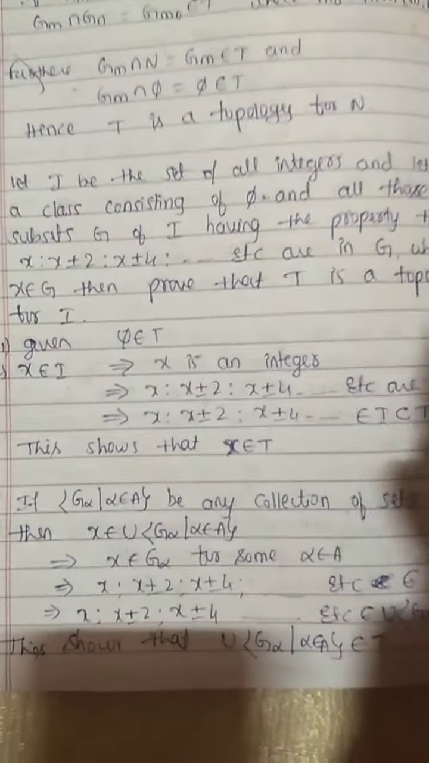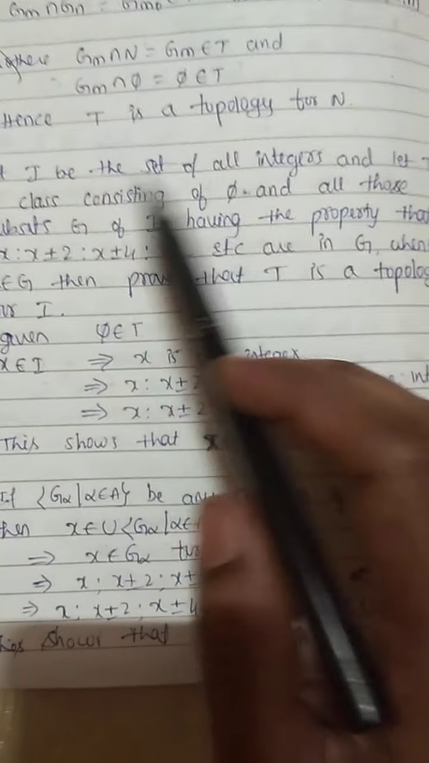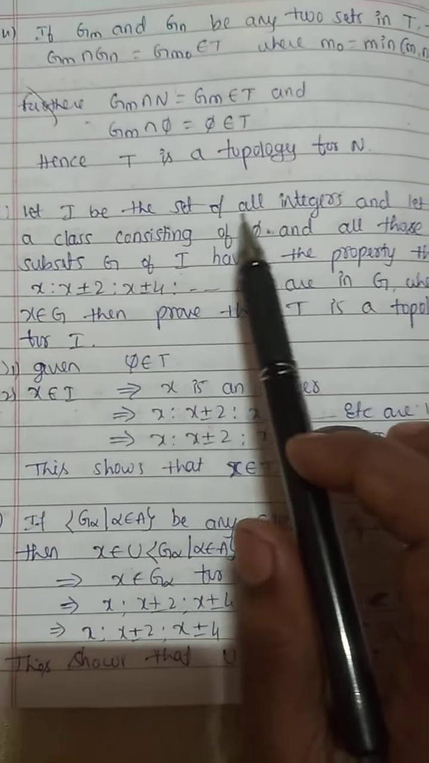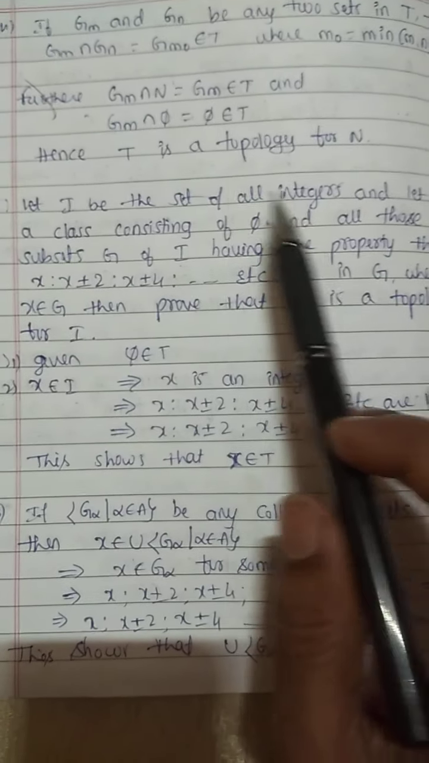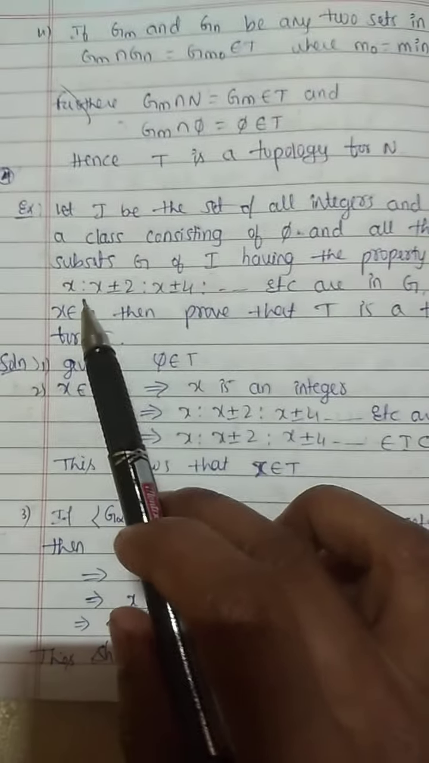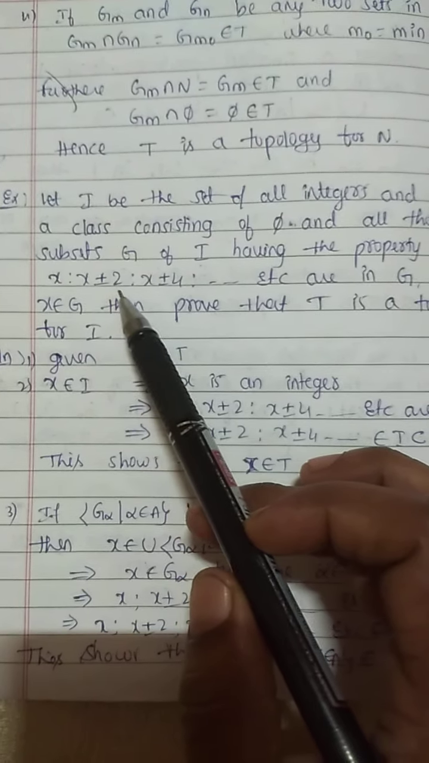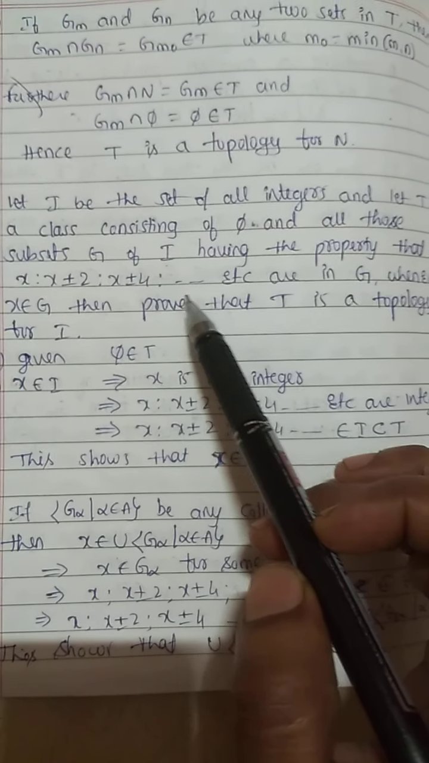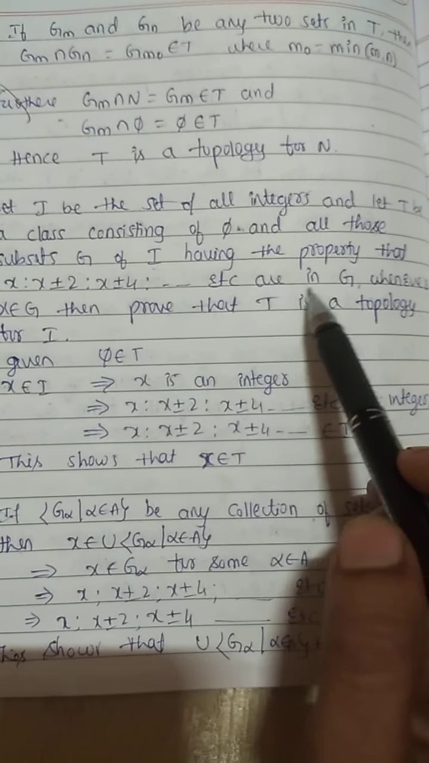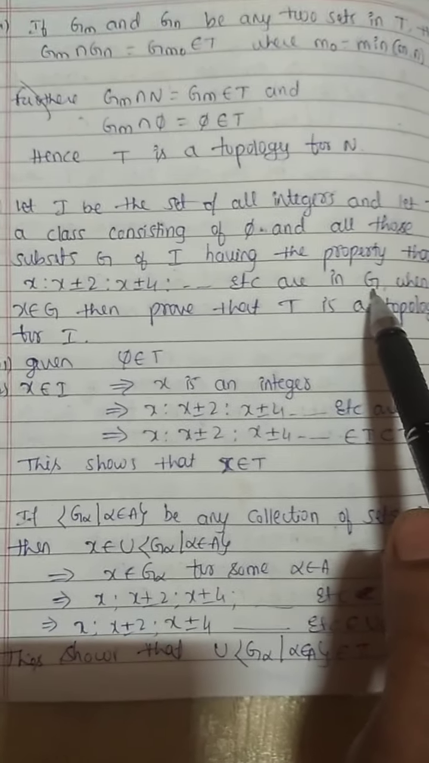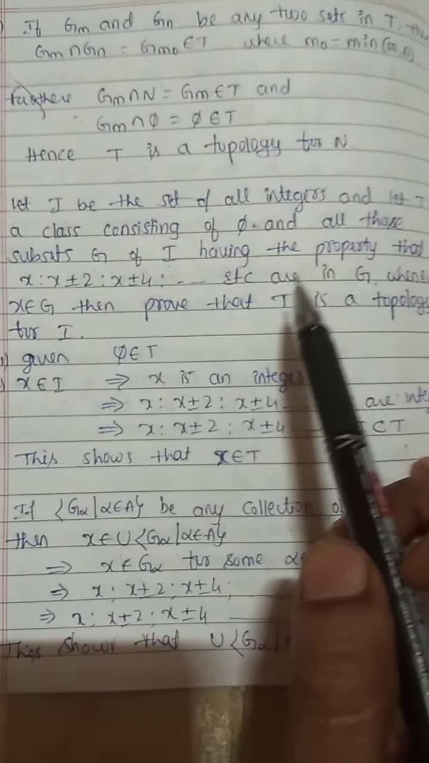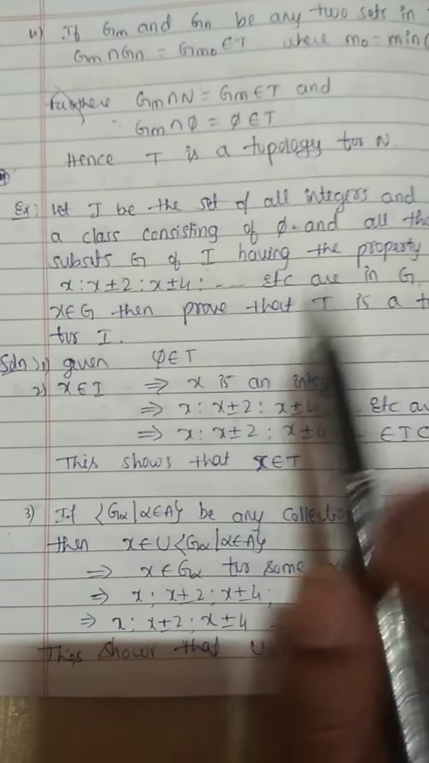Here it is given that I is the set of integers. T is a class, it has phi and some subsets having the property that x, x plus or minus 2, x plus or minus 4 and so on are also in the set G. Therefore, in this case, we have to prove that T is a topology for I.